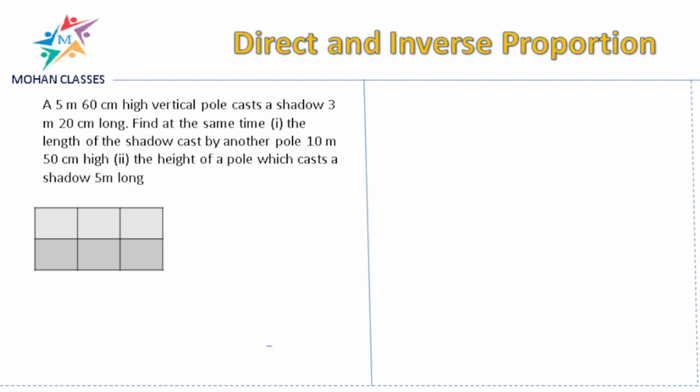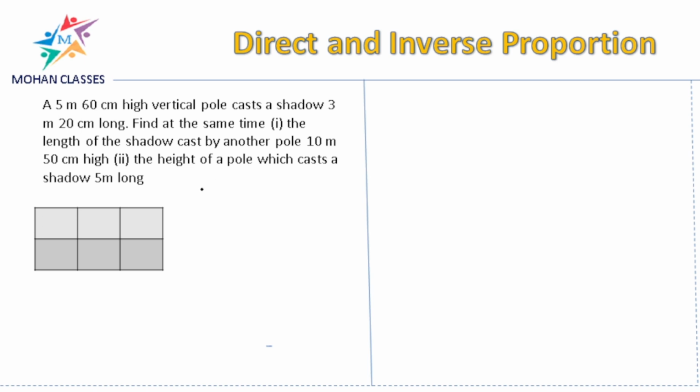Here a 5 meter and 60 centimeter high vertical pole casts a shadow of 3 meter and 20 centimeter. Okay, find at the same time the length of the shadow caused by another pole 10 meter and 50 centimeter high, and then the height of the pole which caused a shadow of 5 meter long. So here two questions. First, what is given? 5 meter and 60 centimeter high vertical pole causes a shadow of 3 meter and 20 centimeters. So we have to convert this into one unit.